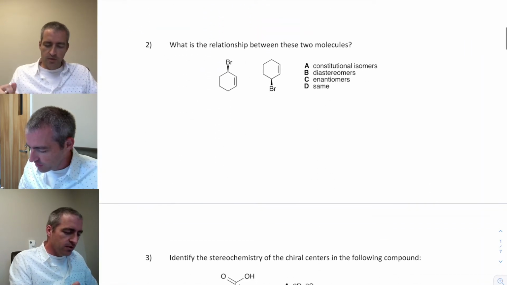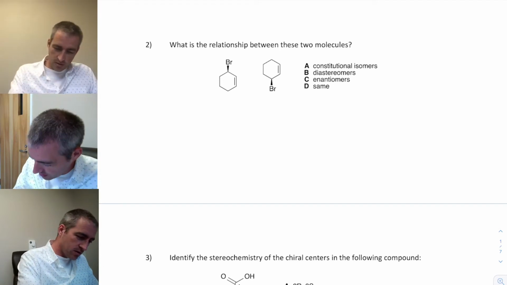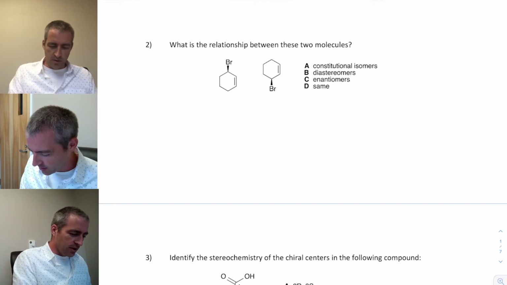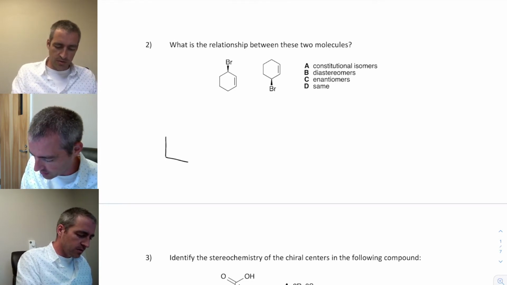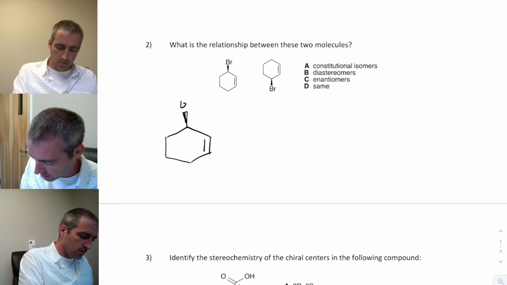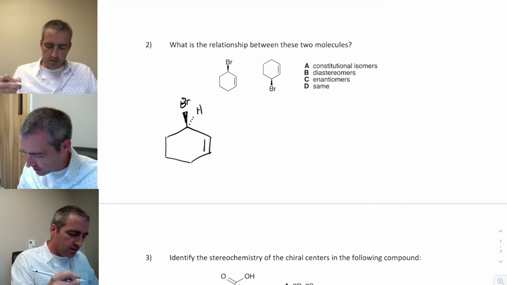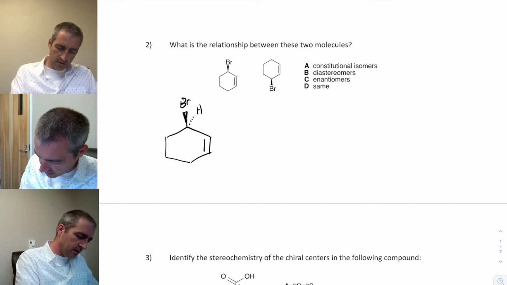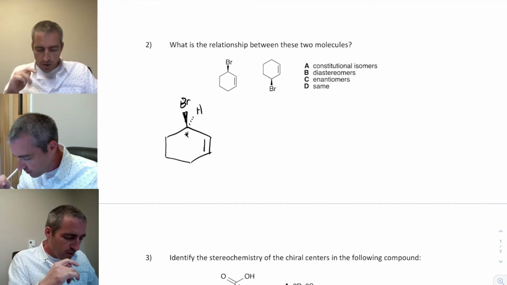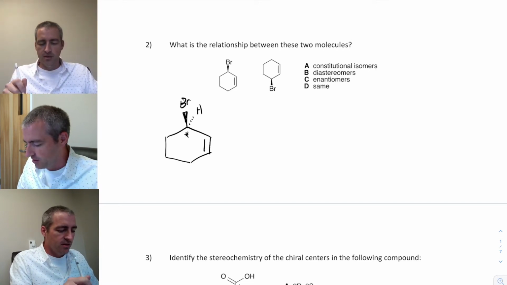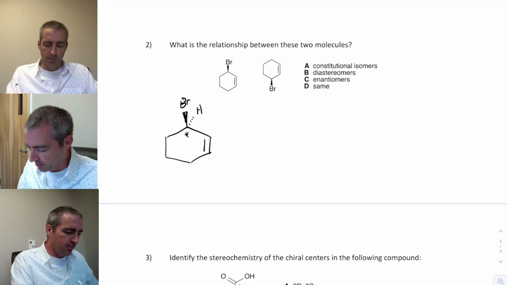Question 2 says, what is the relationship between these 2 molecules? We love these questions. So, how do you handle a question like this? Well, let's redraw the first one. Okay. Does this have any chiral centers? Well, yes it does. It has one right here. What we would like to do is draw the molecule beside it in a similar orientation so we can compare them. You can see the one on the right here kind of looks upside down.